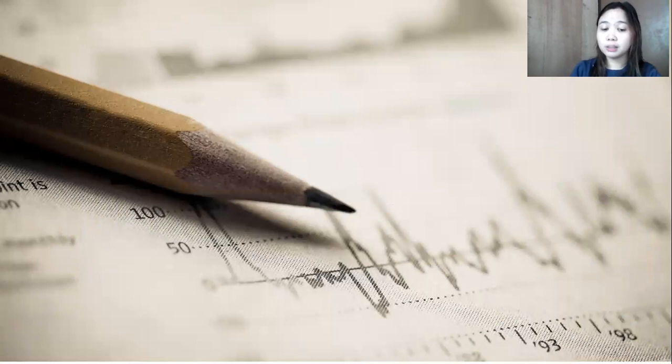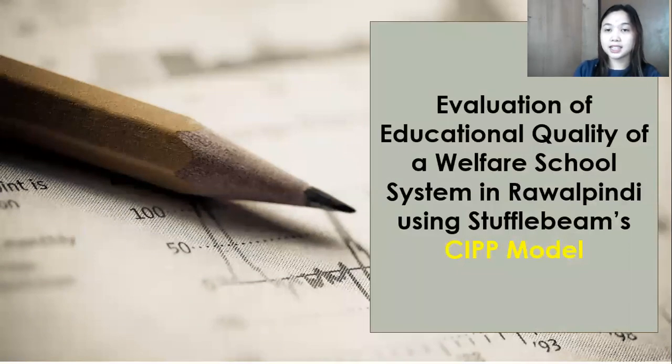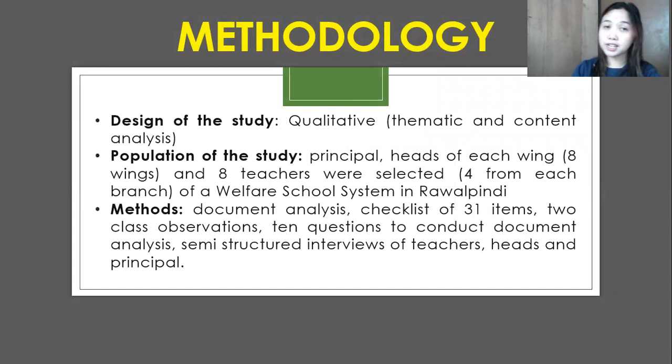Now that we know the fundamentals of the CIPP model, let's take a look at how this model worked for quality evaluation at school level. This case study is entitled Evaluation of Educational Quality of a Welfare School System in Rawalpindi Using the Stufflebeam CIPP Model. Here, we will be able to understand more how the CIPP model is used in evaluating their curriculum or educational system. But first, let's go to the methodology of the study.